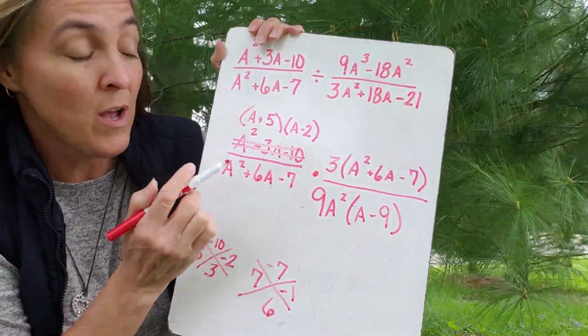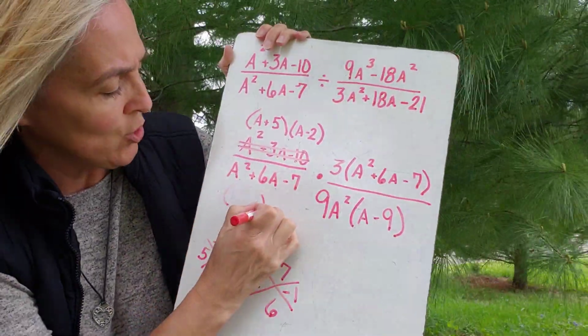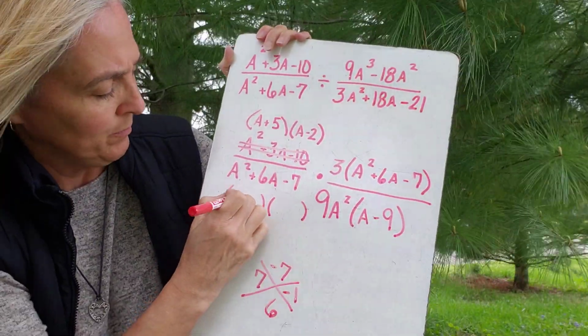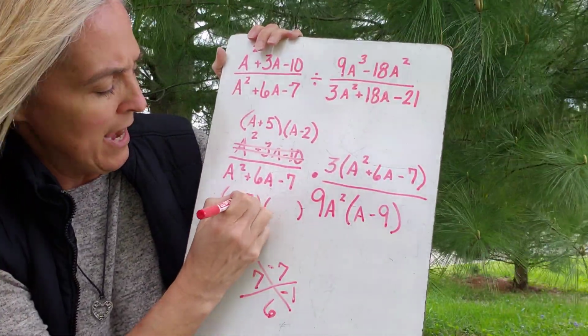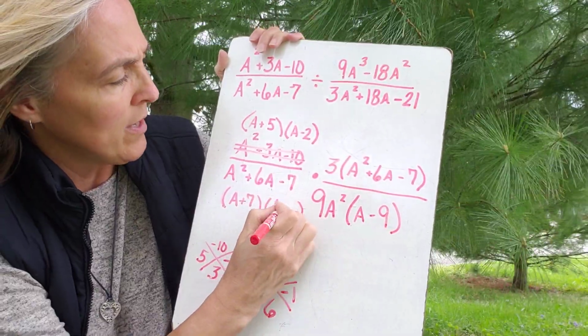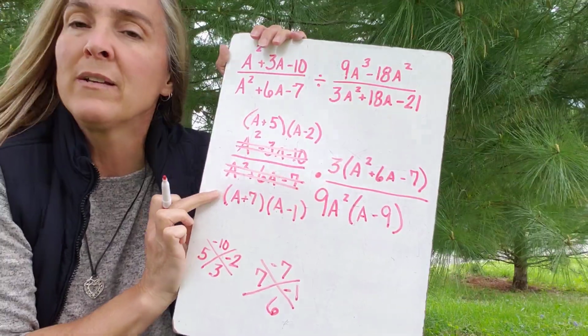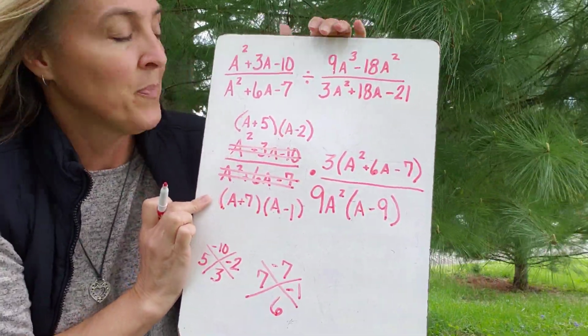Lead coefficient is 1, so I can go straight to my parentheses. A plus 7 and a minus 1. Cross off the original because I've rewritten it in factored form.